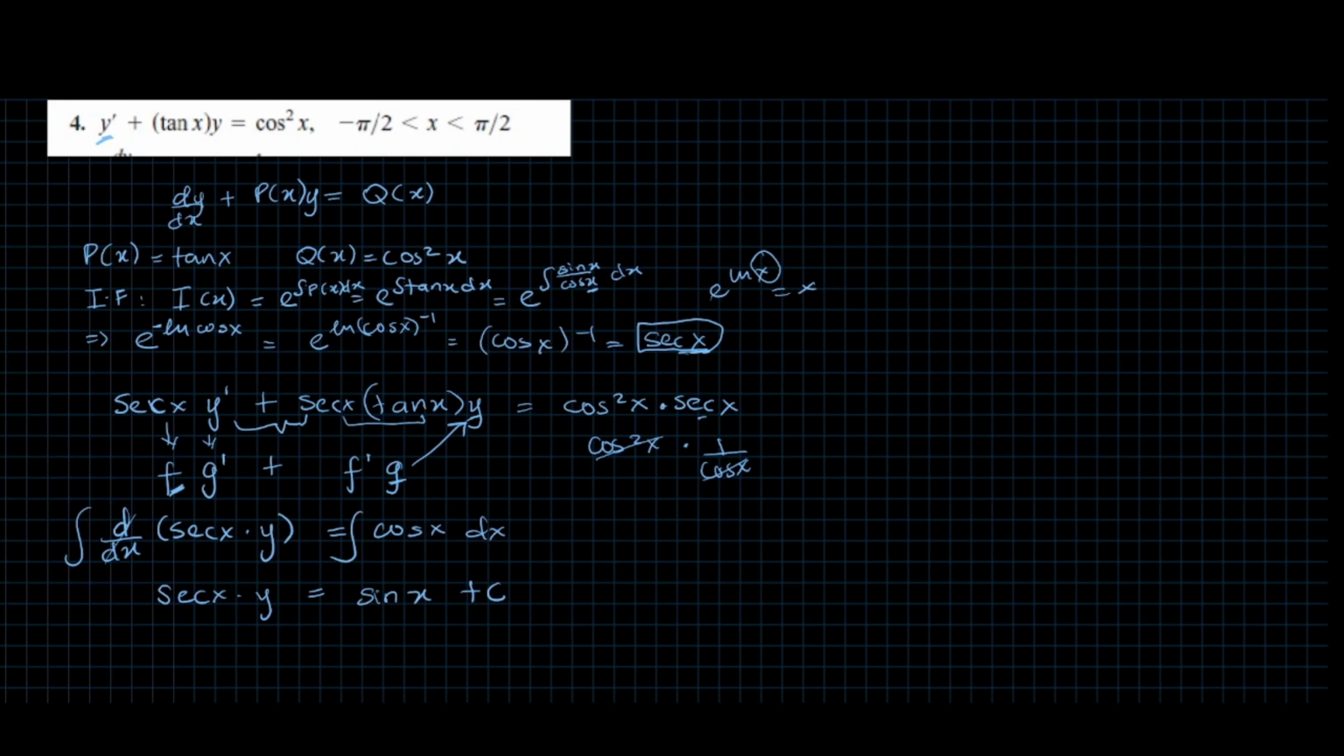And so therefore, just take y to one side: y equals, since sec x is 1 over cos x again, it will simply be 1 over cos x. Then I'll cross multiply and take it to the other side, so it will become cos x times sin x plus c. This is your final answer. Thank you for listening.